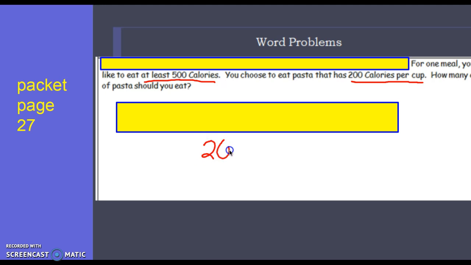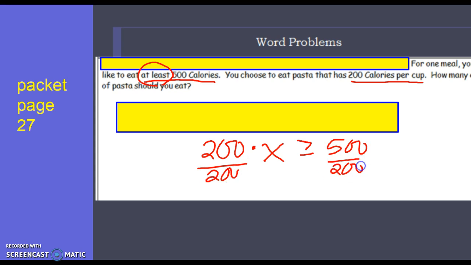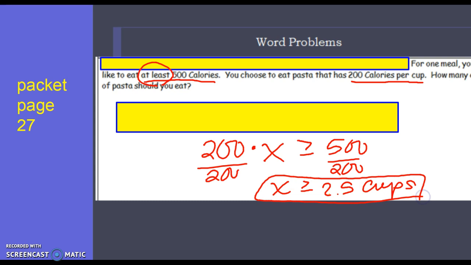So you could take 200 calories per cup times the number of cups, and now here's the tricky part. It needs to be at least 500. So at least means that much or more, so that's greater than or equal to 500. To solve that, you could divide both sides by 200, and then you would get x is greater than or equal to 2.5 cups, which means you eat 2.5 cups or more than that to get at least 500 calories.